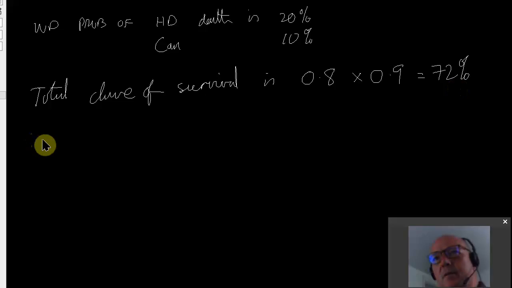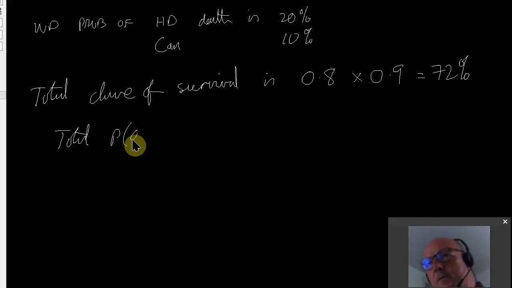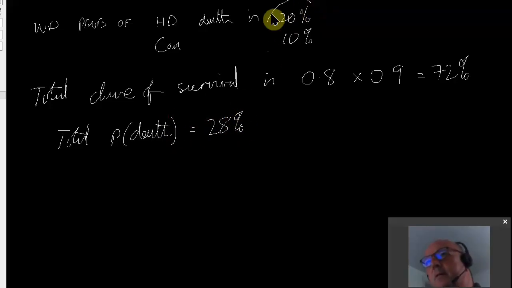So the total probability of death is equal to 28%. How do we get 28% from these two probabilities? Well, it's a bit tricky. We have to do it by this method, which is 1 minus P1 times 1 minus P2, effectively. But let's have a look at forces of mortality.